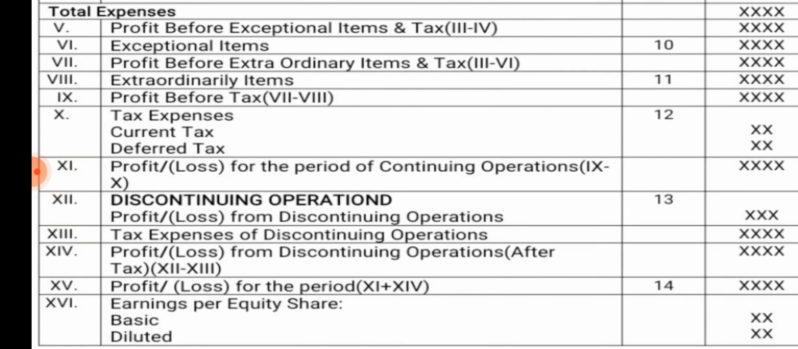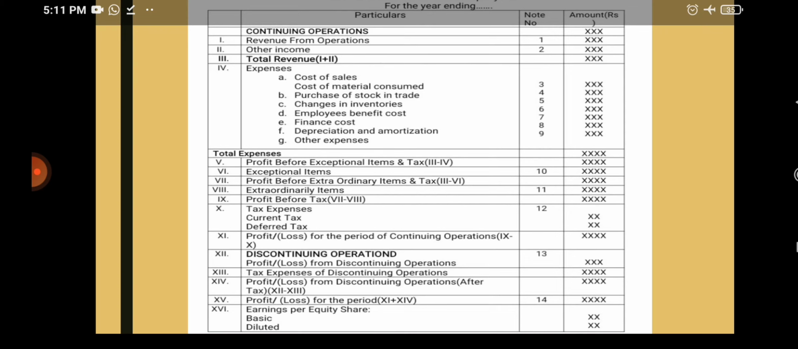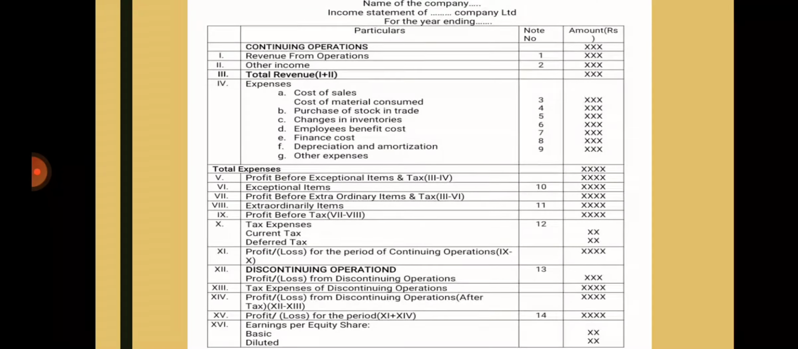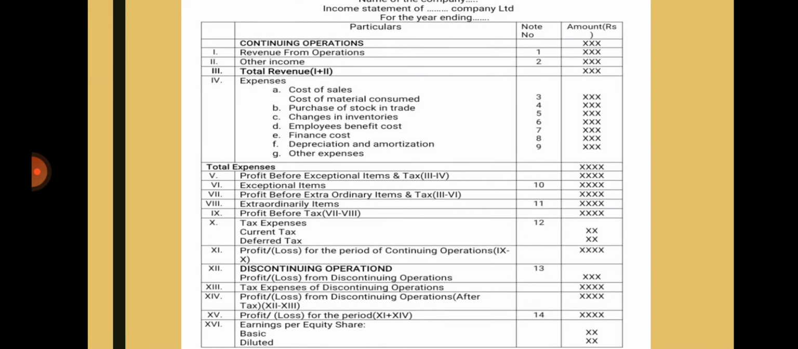With the help of this amount, we can find out earning per share, that is EPS, by equity shares and preference shares. So this is the format that we are going to use in the financial statement analysis, that is the income statement of the company. I hope you have understood this format.